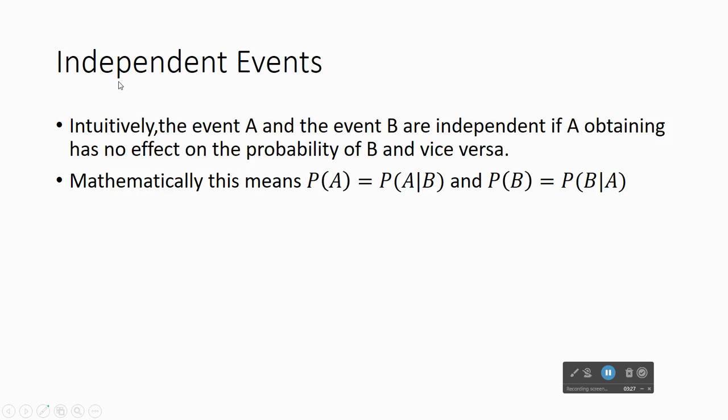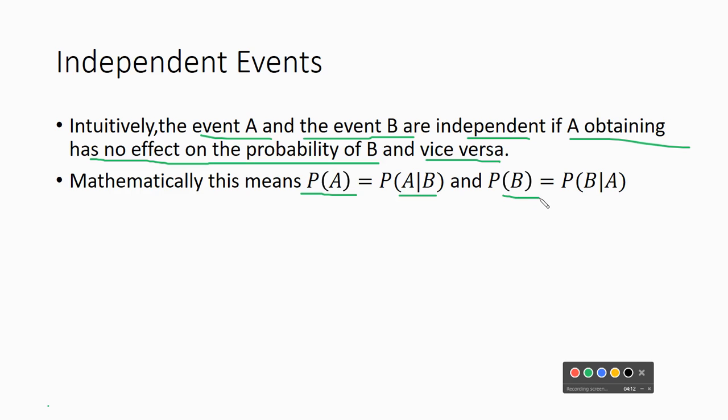Okay, the main reason we're interested in conditional probability is that we're going to be talking about independent events when we go to talk about the binomial probability and the binomial distribution. Now, intuitively, the event A and the event B are independent of each other if A obtaining has no effect on the probability of B and vice versa. Okay, so mathematically, the probability of A is just equal to the probability of A given B, and the probability of B is equal to the probability of B given A. Knowing that we have this condition or this condition does not have any effect on the probability of the other.